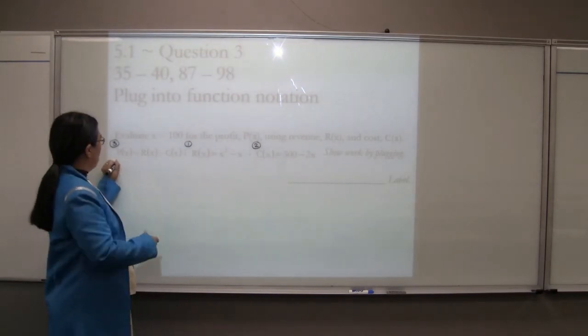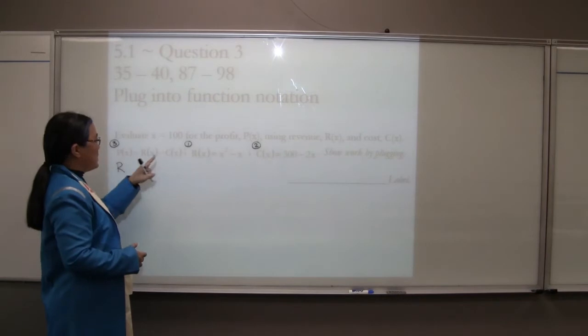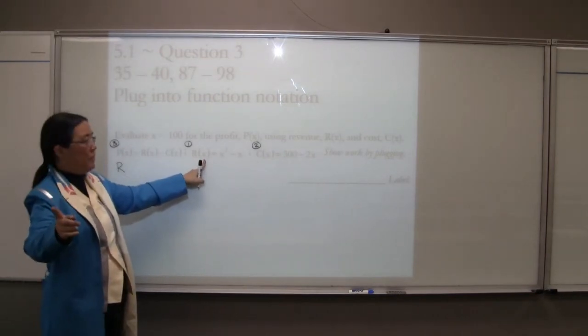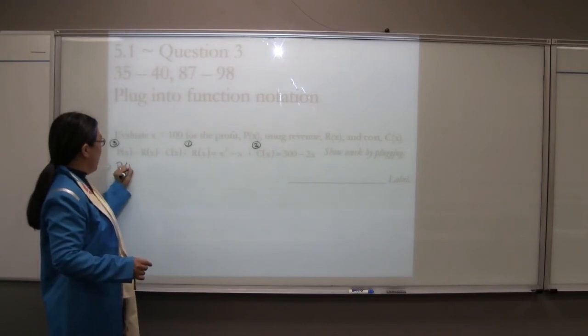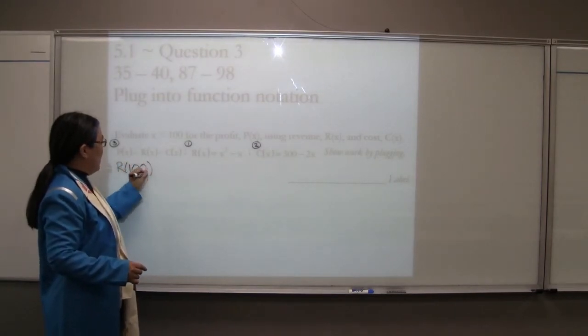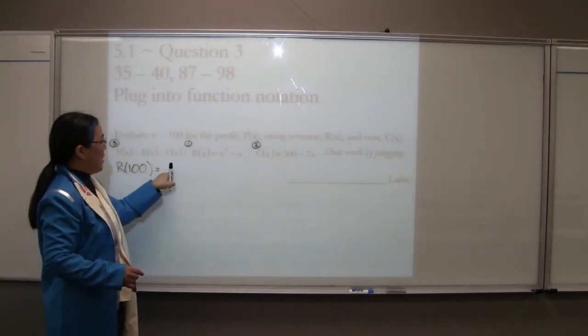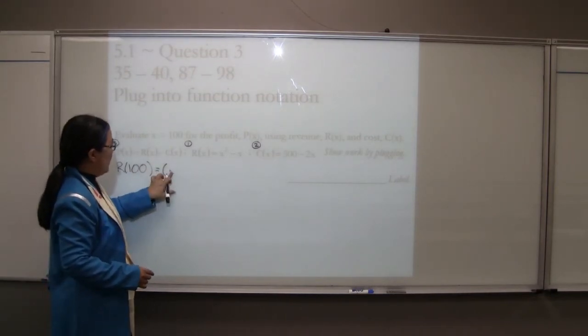So what we're going to do is start off with R. Many students start with R of X because they see R of X. However, X is now equal to 100. So this now has to say R of 100. Many students will plug in on this side, but will forget to plug it in on the other side.